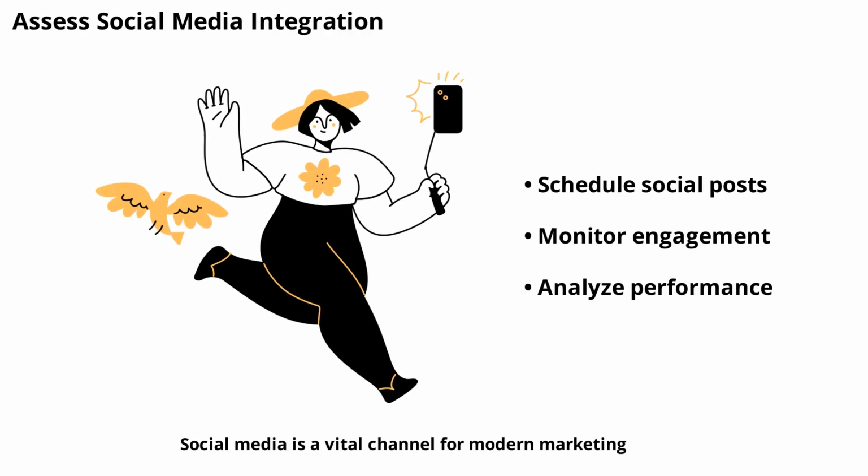Social media is a vital channel for modern marketing. Check if the automation software integrates with major social platforms, allowing you to schedule posts, monitor engagement, and analyze performance from a single dashboard. Integrated social tools streamline your team's workflow and improve campaign reach.